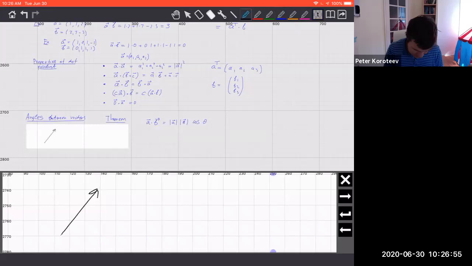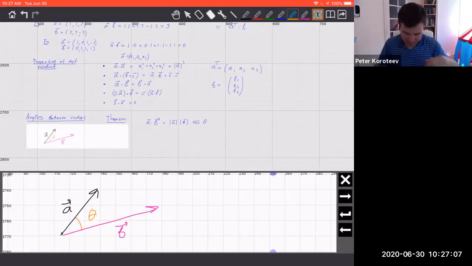So if this is A and this is B, and they make an angle theta between each other, so it's really like you put two tails together and measure the angle. Actually, I made a mistake here. I'm sorry, there's a mistake in the picture. I'll just fix the mistake.